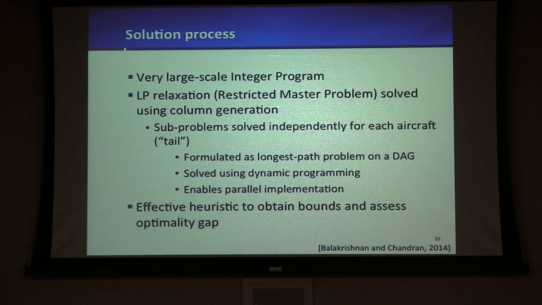And the idea is that each subproblem is for a given aircraft. So I'm going to solve the subproblems independently for every airframe, saying, here's what you need to do, here are the times, here are the flights that you're operating, and so on. But the nice thing is those subproblems you can formulate as a longest path problem, and you can efficiently solve using dynamic programming. And we can implement this in parallel. And then we have some heuristics to get bounds and also assess the optimality gap so that you know when to stop.